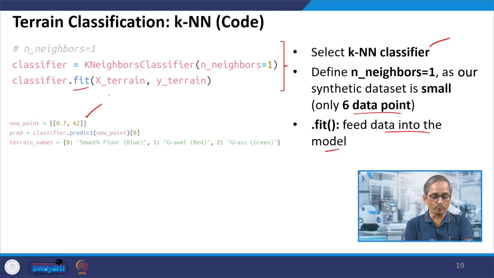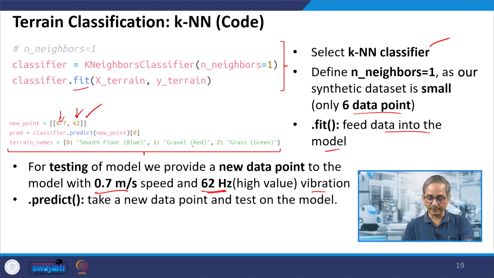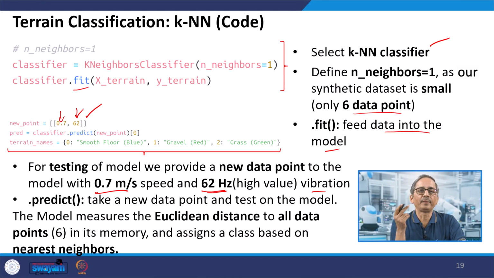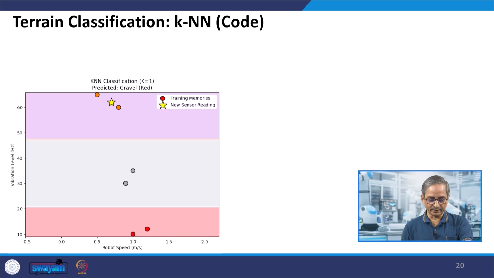Then we give the new point, say the velocity and the vibration data, and we ask it to predict. So, for say 0.7 meter and 62 hertz, naturally it is going to say that it is gravel. The model measures the Euclidean distance to all data points in its memory and assigns a class based on the nearest neighbor. So, this is the terrain classification based on the robot speed and vibration level.